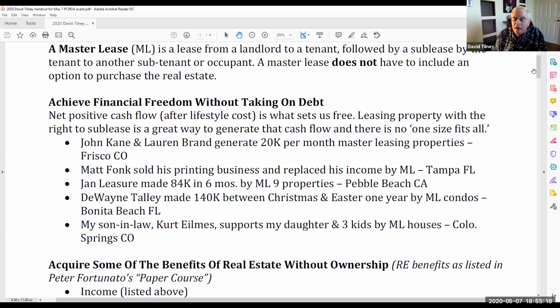The key thing is, I gave you a couple of examples of people who have created great income streams with master leasing. I think it's a wonderful way to get into this business. Why? Because most of us aren't born with $5 million in our checking account. We start with pretty much nothing.